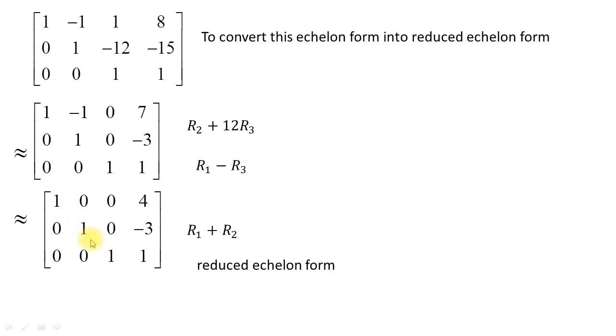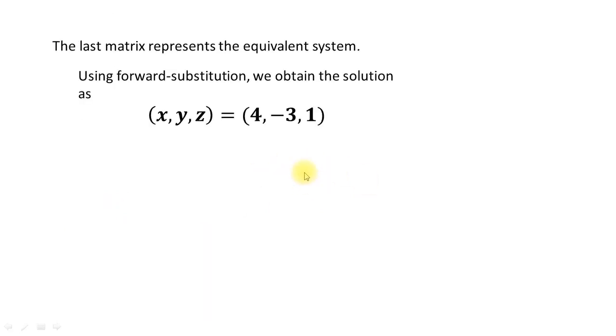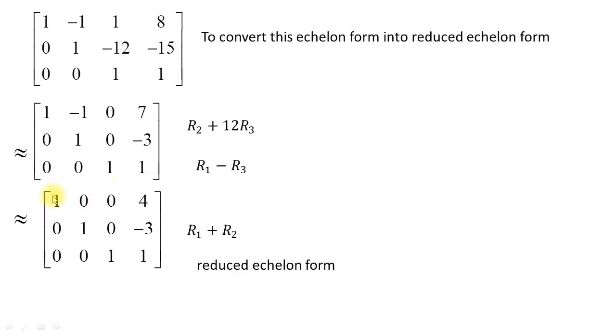So in this matrix A, you see here, dear students, this is the diagonal matrix, and this is the principal diagonal, which is 1 1 1, and the entries above it are 0 and these below also are 0. So this is the reduced echelon form. Now write this matrix again in equation form, and using forward substitution, we obtain directly this is the coefficient of x, and the coefficient of y is 0, the coefficient of z is also 0. So we obtain the value of x is equal to 4, the value of y is equal to minus 3, and the value of z is equal to 1.